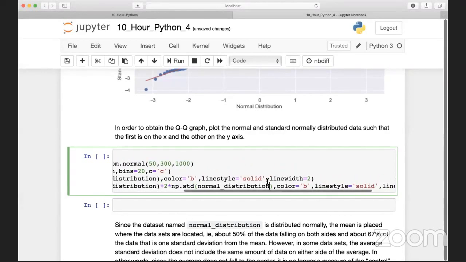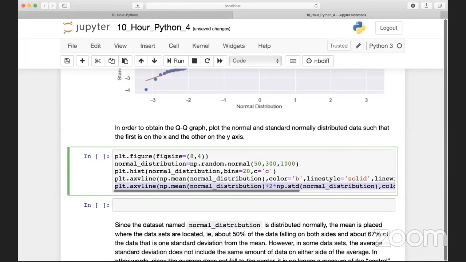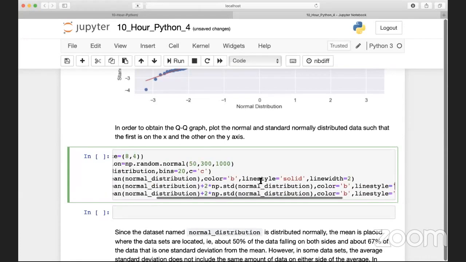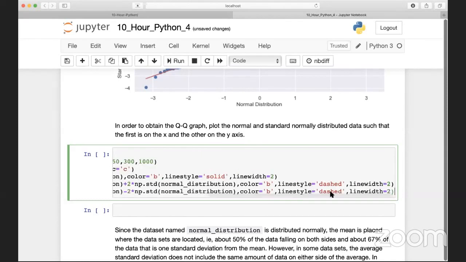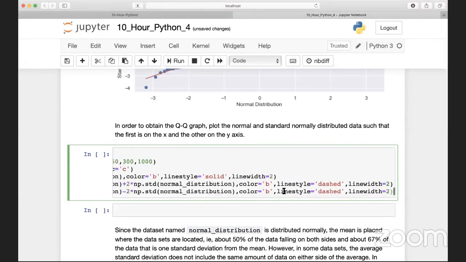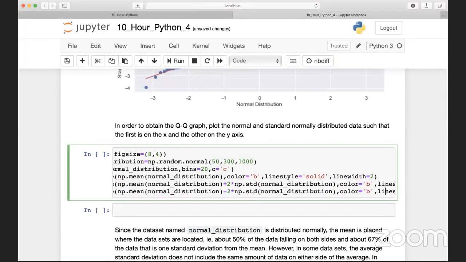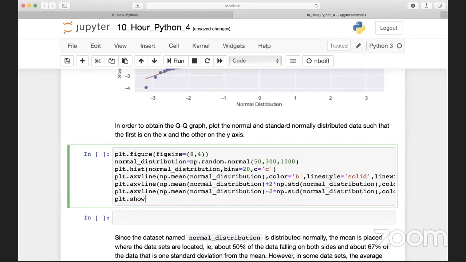And the line style will be dashed, which makes it more visible. The third vertical line will be on the left-hand side of the mean. So it is two standard deviations away from the mean, and it is dashed. The color, I will change the color. No, I can keep it blue, blue, and blue. What is left is the plt.show.